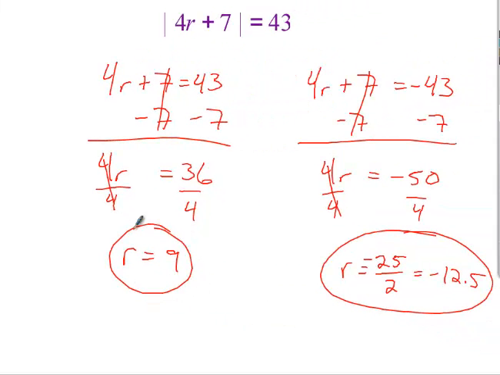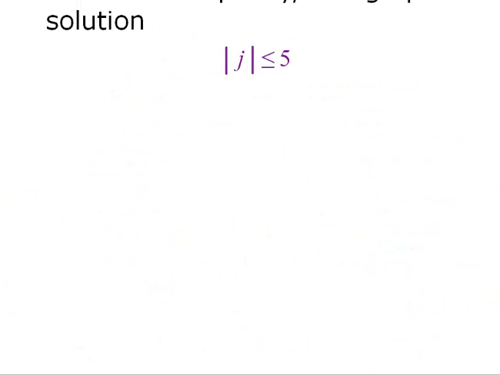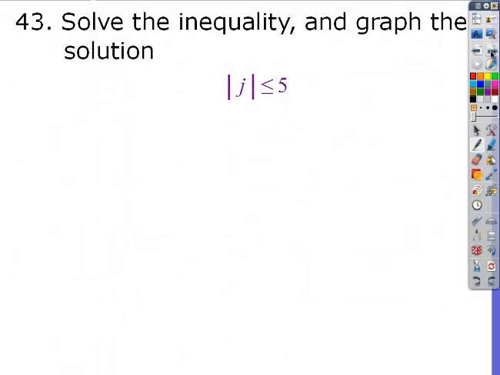And these are your two solutions. So if r equals 9 or if r equals negative 12 and a half, then the equation will be true. And that's all they wanted you to do.